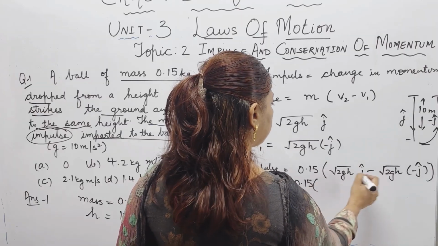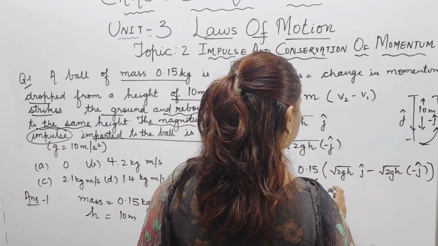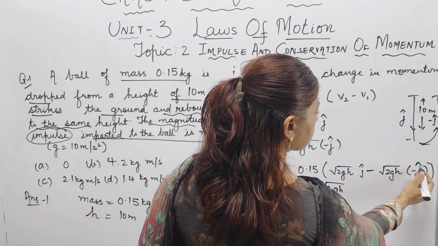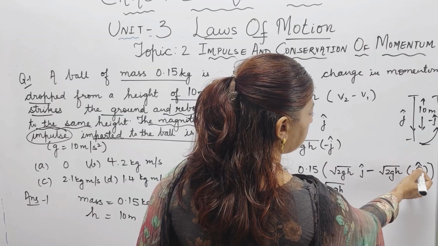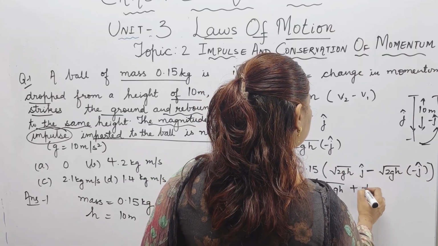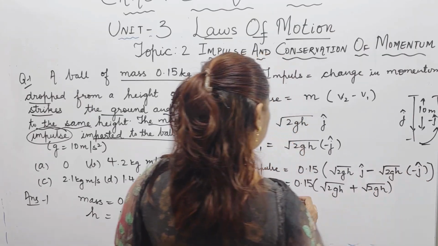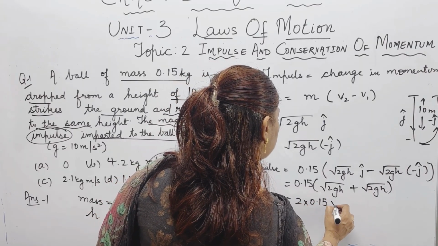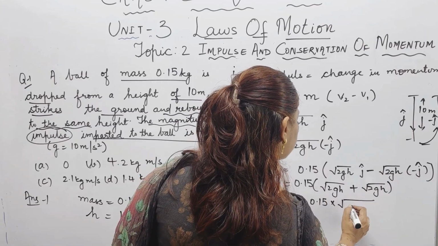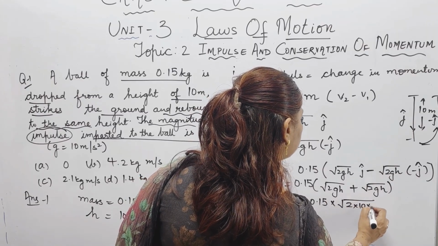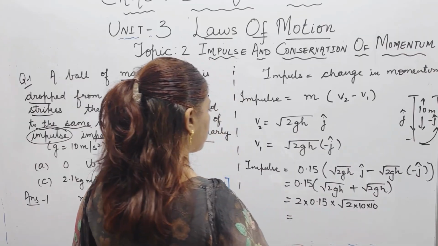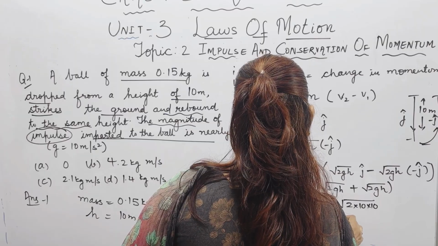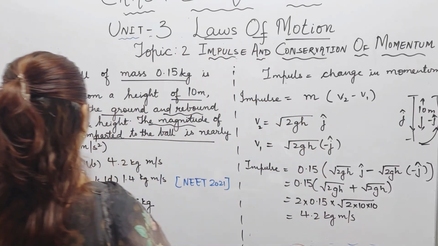Now taking the magnitude of these unit vectors, it is under root 2gh. This is minus 1, and the minus 1, the magnitude of this j cap, this will become plus, and this is equal to this. So it is 2 into 0.15 into 2gh, 2g10 into 10. On solving, we get 4.2 kg meter per second as the impulse.